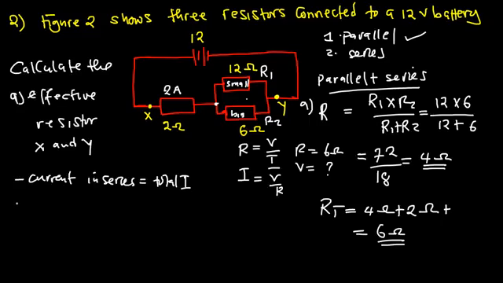Then in terms of voltage: current in parallel is shared, voltage is the same. But voltage in series is shared, current is the same. So it's the opposite of each other. Since voltage here is the same, and here is the same, the voltage here is not the total voltage, because some of the voltage is consumed by this 2 ohm resistor here.